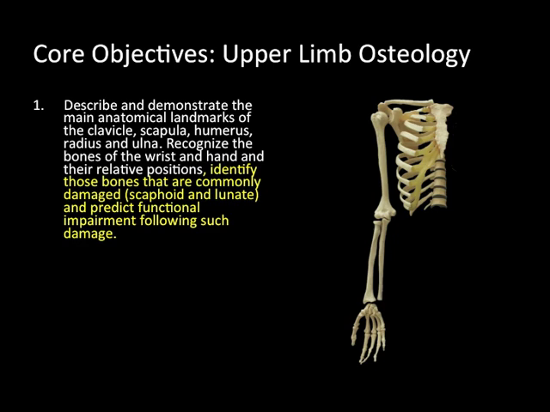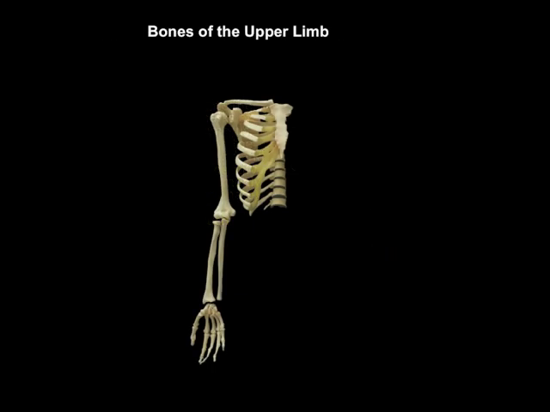First, I will describe the bones of the upper limb and then follow up and give an example of common fractures of some of these bones. Let's begin. Here's an image of the bones of the upper limb. In addition, note that bones of the thorax, for example, the sternum, ribs, and vertebrae, are also present.